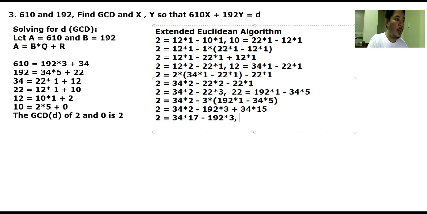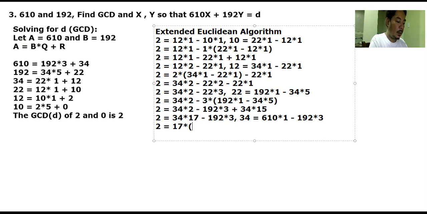Next, ano naman ang 34? So 34 is equals to yung sa una, 610 times 1 minus 192 times 3. Yung sa una. So next, 4 is equals to, substitute na po natin sa 17 na rito. Times. Yung 34 is 610 times 1 minus 192 times 3. Sarado minus 192 times 3.